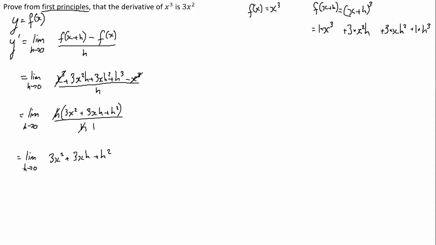Now, as h approaches 0, that term is going to disappear, and that one is going to become 0 as well, because when you times by 0, you get 0 as it approaches 0. So you need to get h off the denominator using this process, which means that y dash, the derivative of y, the derivative of x cubed, is going to be equal to this expression here, which is 3x squared. Okay, that is it. So that's proof from first principles. Let's look at the next question.